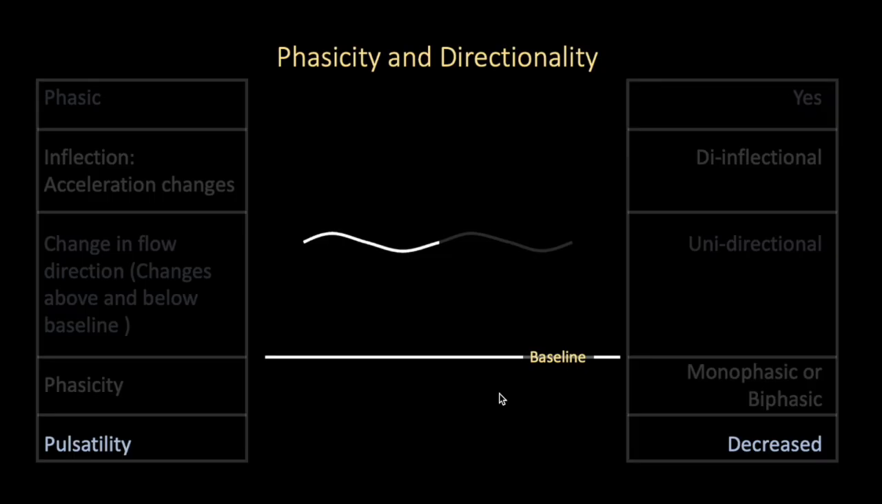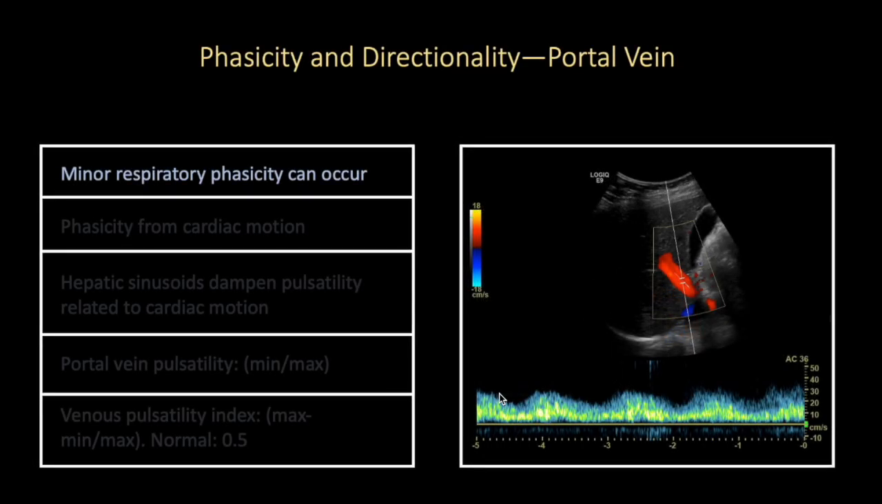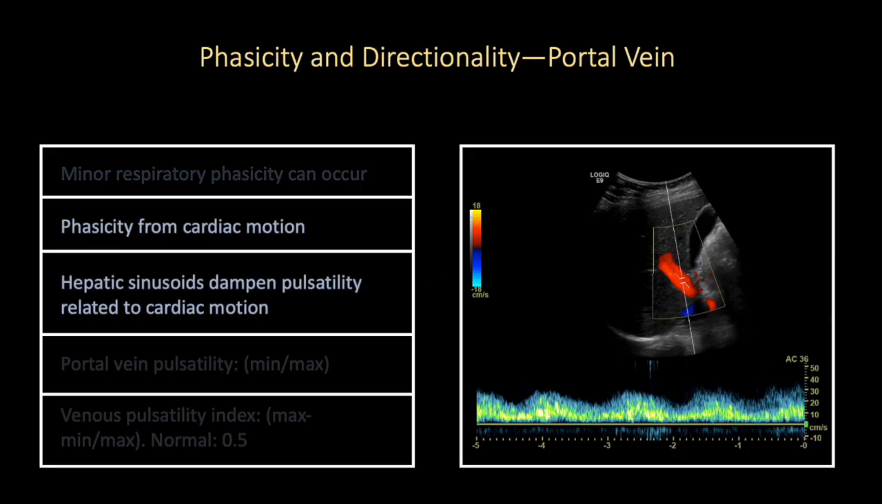So let's look at how this impacts our waveforms within the portal vein, within the hepatic vein. So phasicity and directionality of the portal vein: we know that the portal vein is supposed to head towards the liver during the whole cycle itself. You do get some minor respiratory phasicity, which can occur, but most of the phasicity that you can see is actually from the cardiac motion.